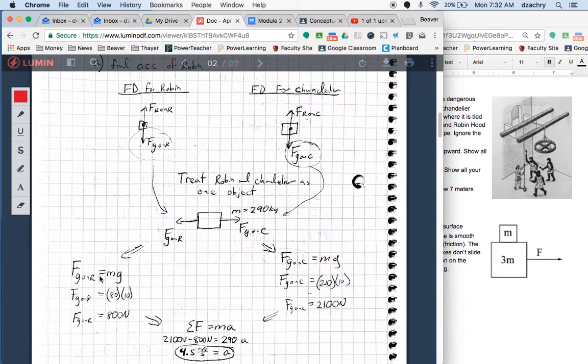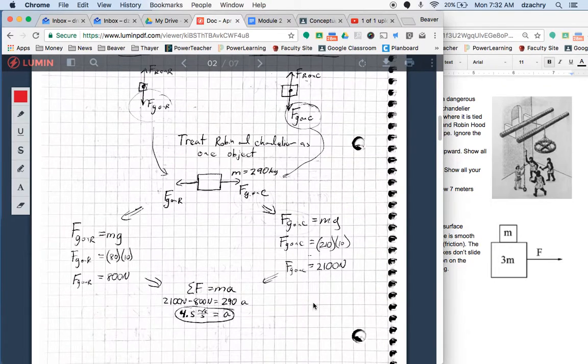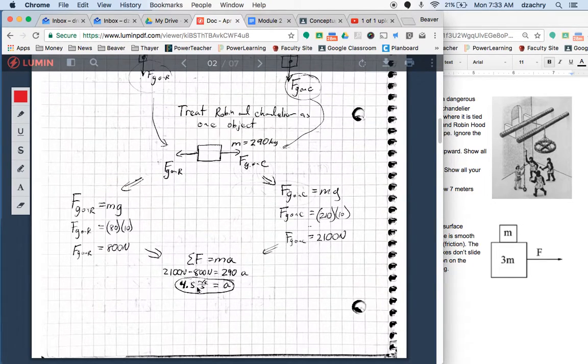So we find the force of gravity on Robin, it's 800 newtons. The weight of the chandelier, the force of gravity, is 2100 newtons. And so we know that the sum of the forces on them is 2100 minus 800. It's moving the total mass of 290 kilograms. And so their acceleration is 4.5 meters per second squared.